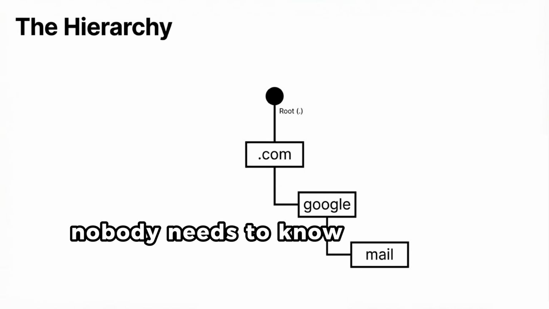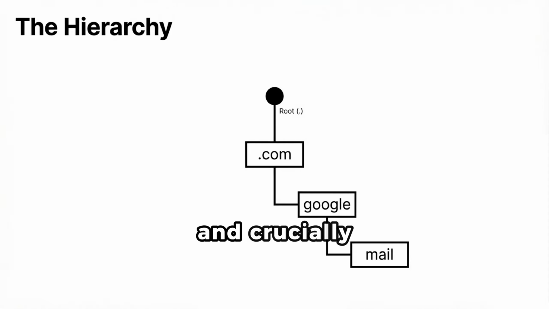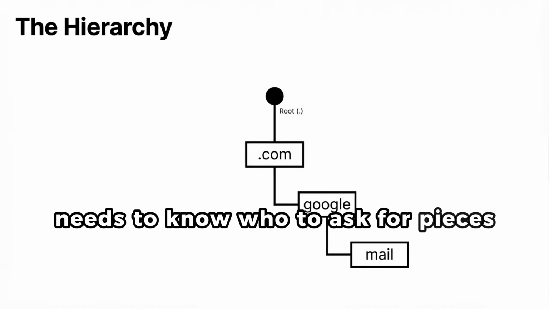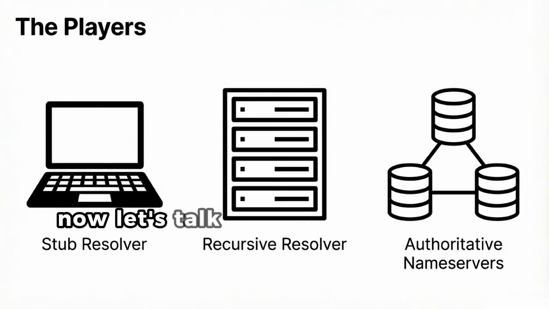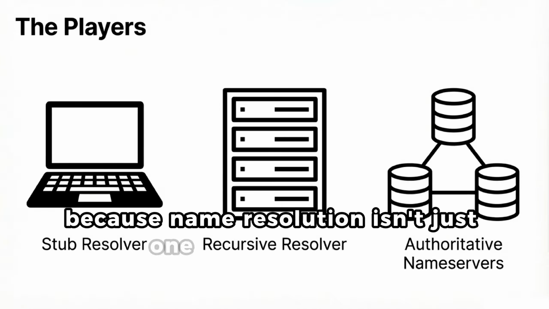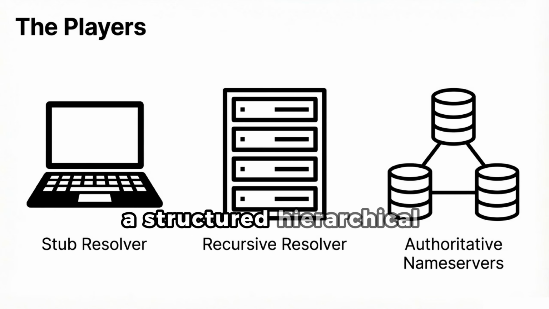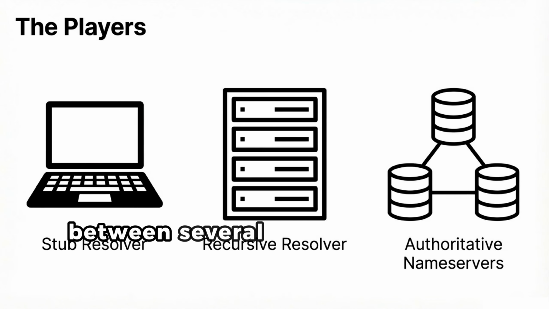Nobody needs to know everything. Everyone just needs to know their own piece, and crucially, needs to know who to ask for pieces they don't know. Now let's talk about who the actual players are. Because name resolution isn't just one thing happening. It's a conversation, a structured, hierarchical conversation between several different systems.